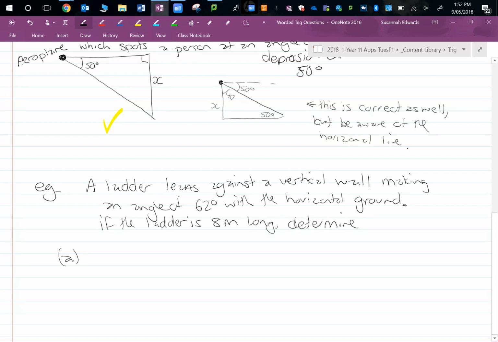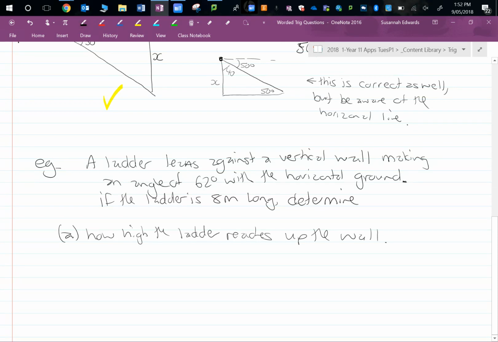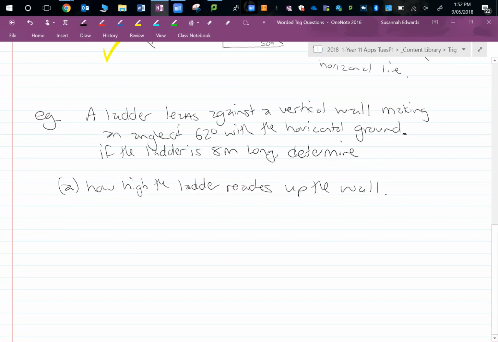Okay, we're going to do 2 parts. A, how high the ladder reaches up the wall. We'll start with this one. Does anyone need help with reading that question? It is question 32 from your book as well. So a ladder leans against a vertical wall, making an angle of 62 degrees with the horizontal ground. If the ladder is 8 meters long, determine how high the ladder reaches up the wall.